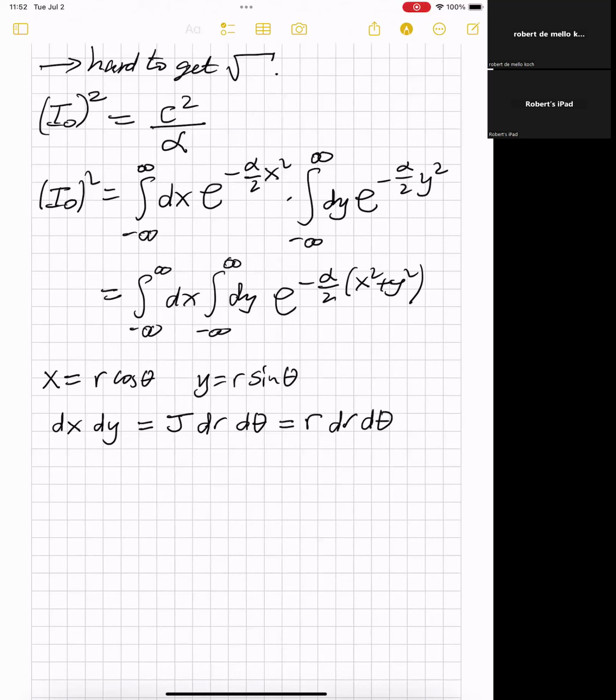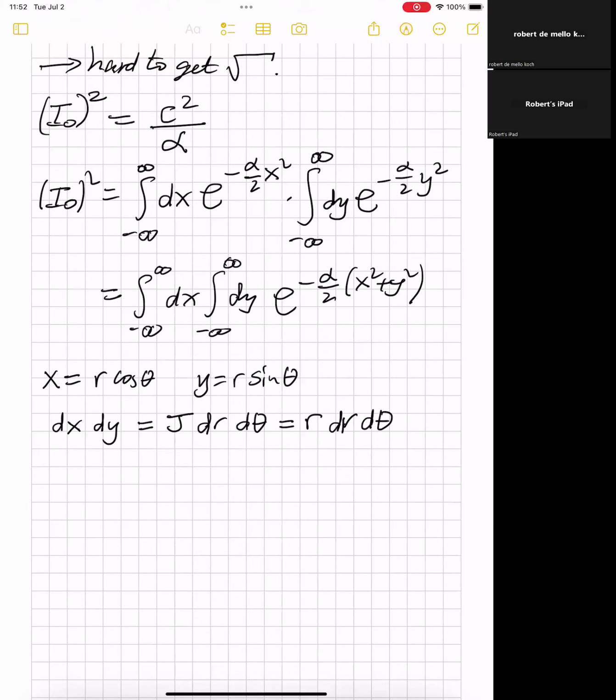And of course, that makes perfect sense because dx is a length, dy is a length, so dx dy is length squared. Dr is a length, d theta is dimensionless, so dr d theta is a length, not a length squared. So the Jacobian has to be a length. And that means the only thing it can be is r, because that's the only possible length that we have in our problem. Good.